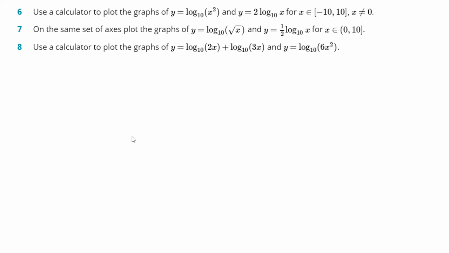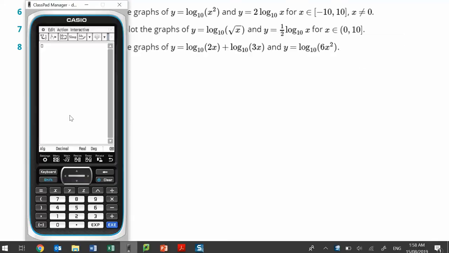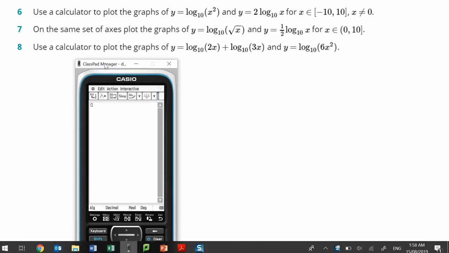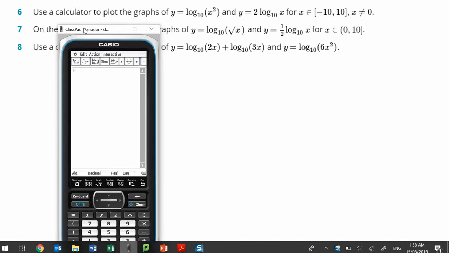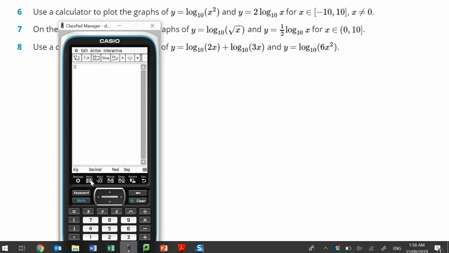For questions 6, 7, 8 of exercise 13G, we're basically going to graph each of these on the calculator. CAS is allowed, so you're going to try to graph and sketch the graph of each of these.